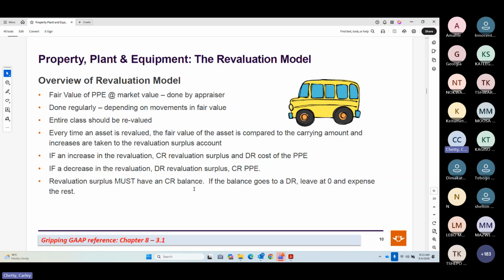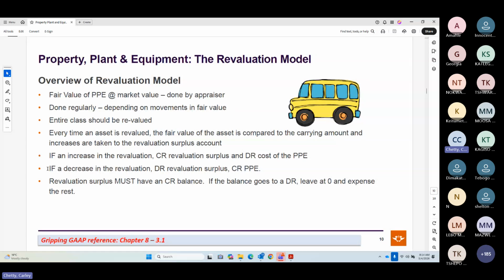Every time an asset is revalued, the fair value of the asset is going to be compared to the carrying amount, and any increases to the carrying amount up to fair value will be taken to an account called the revaluation surplus account. For any increase in the revaluation, we are going to credit revaluation surplus, and we're going to debit the cost of the PPE item. So when the carrying amount is increasing to fair value, the journal is going to be credit revaluation surplus and debit cost of PPE.